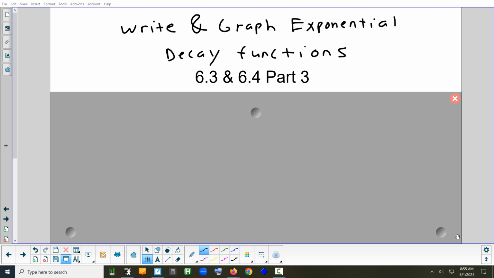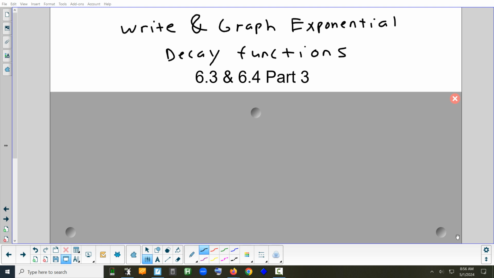Today we're going to look at 6.364. This is the third part of these sections, and this is on exponential decay. Does anyone remember from yesterday, what are the kind of exponential functions we studied yesterday?